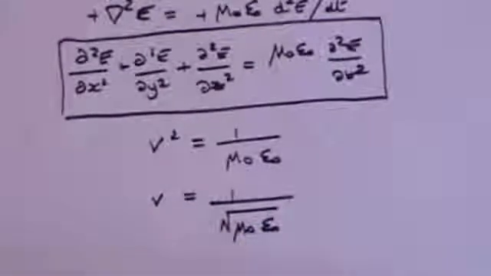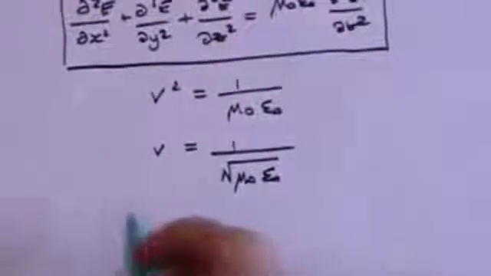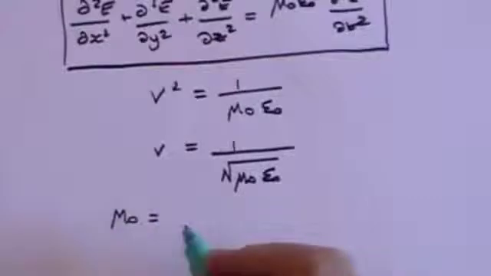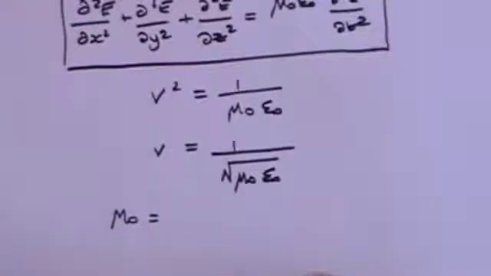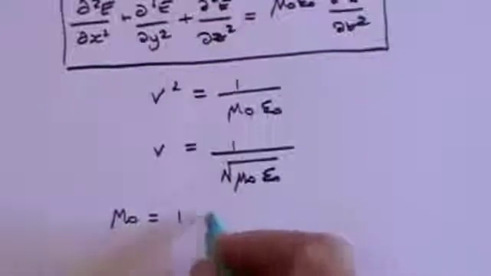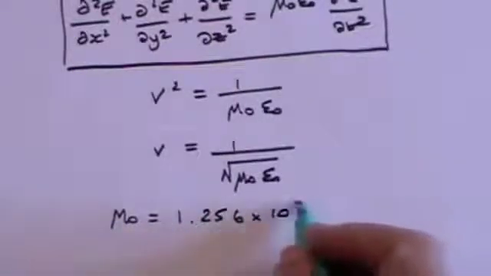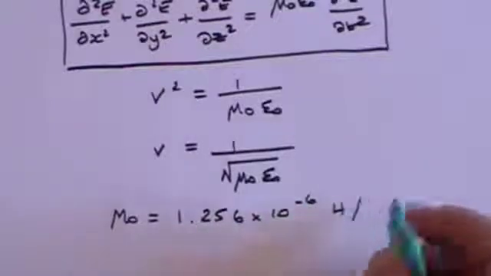Now let me just remind you what these two terms are. Mu 0 is known as the permeability of free space, and it has a value of 1.256 times 10 to the minus 6 henries per metre.